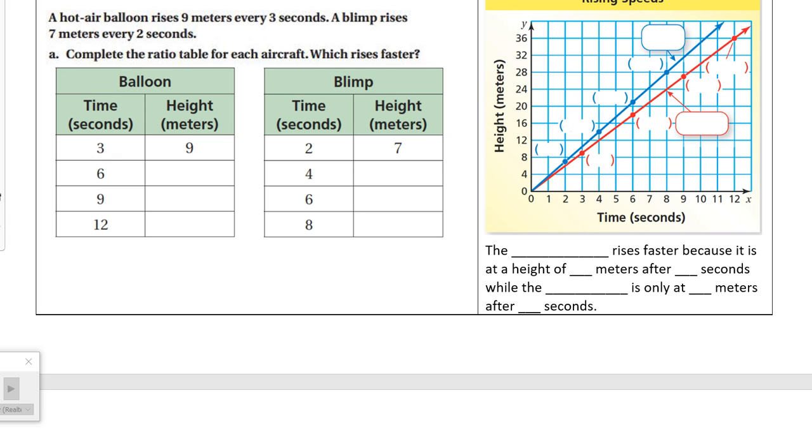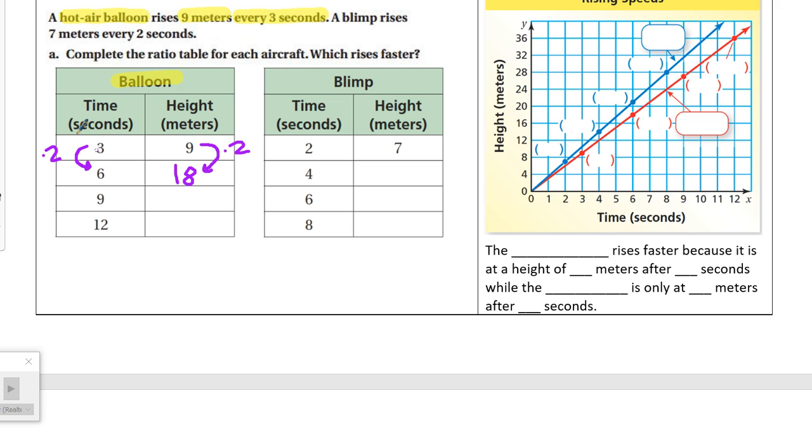Okay, a hot air balloon rises 9 meters every 3 seconds. Let's stop right there. Here's the balloon. Time, height, 9 meters in 3 seconds. If we double the amount of time, multiply by 2, what do we have to multiply 9 by? 2. So this is a ratio table, just up and down, right? It's still the same thing. Whatever we multiply the time by, we multiply the height by the same thing.